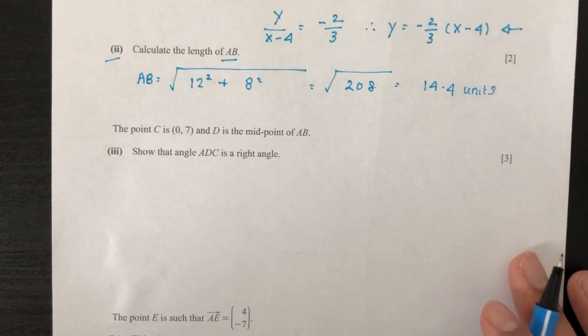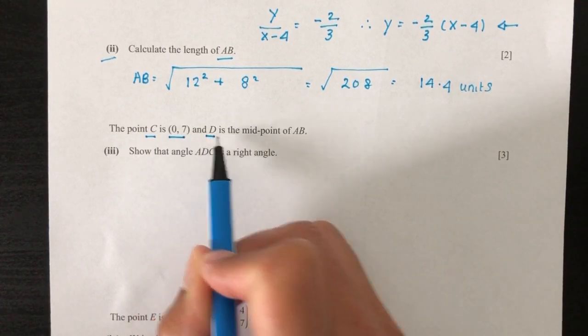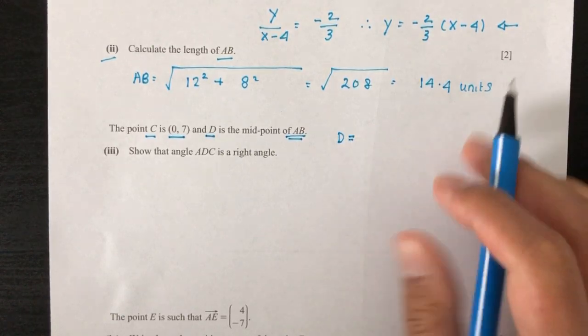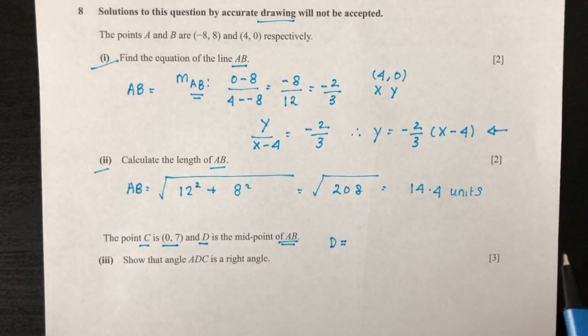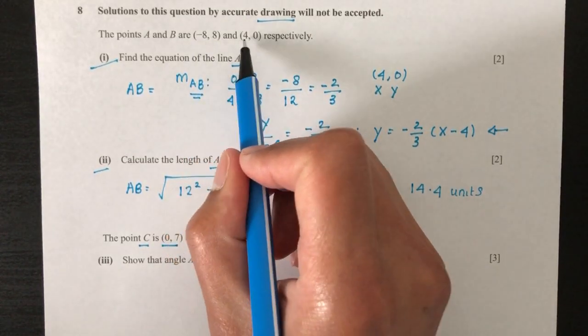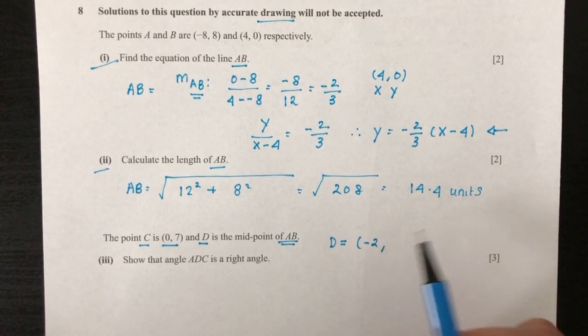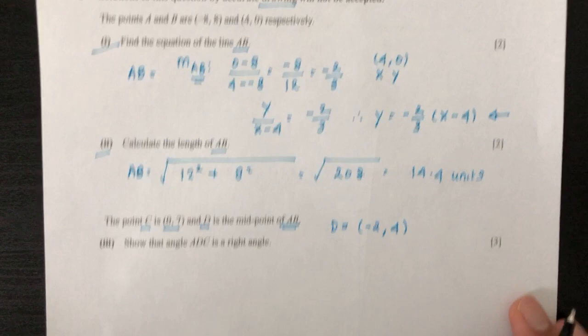Okay, now for part 3, the point C is given to you as this, and the point D is the midpoint of AB. So first let's find the point D. So to find the midpoint of AB, it's pretty easy. We have to use your formula, which is x1 plus x2. So minus 8 plus 4 is minus 4. Divide by 2, that will be minus 2. 8 plus 0 is 8, divided by 2 will be 4. So that is your point D.